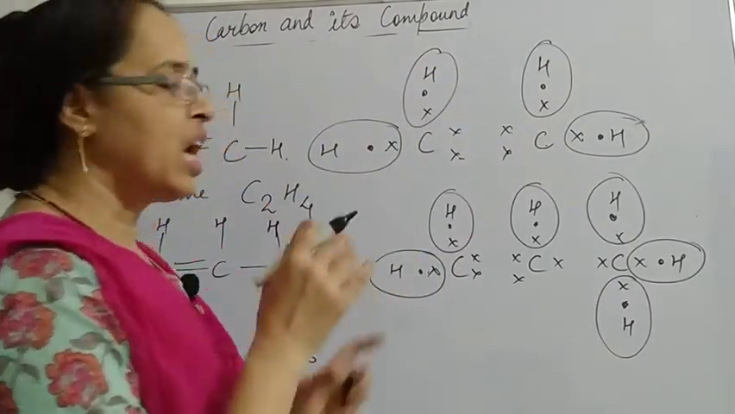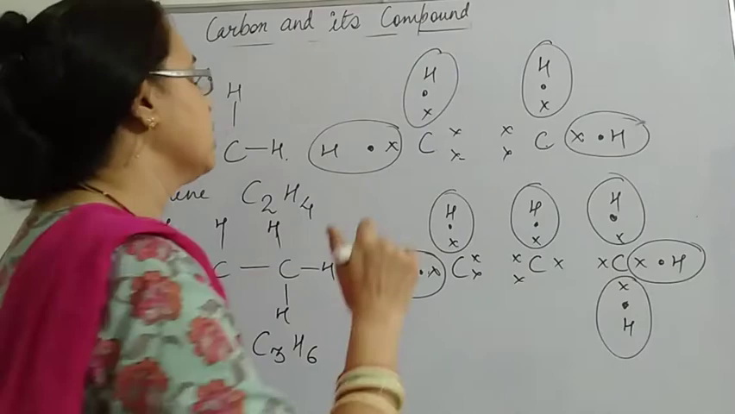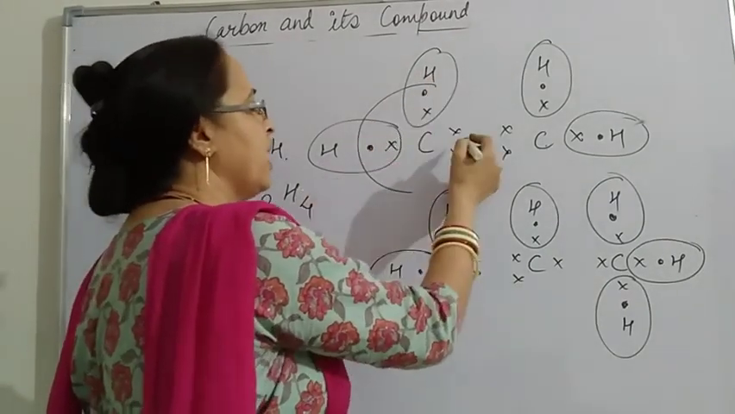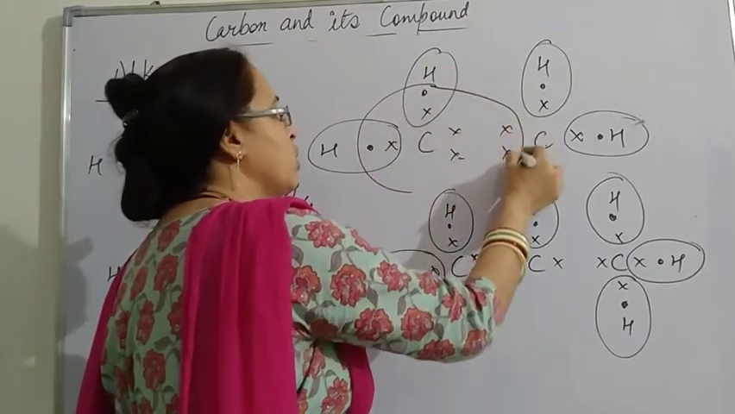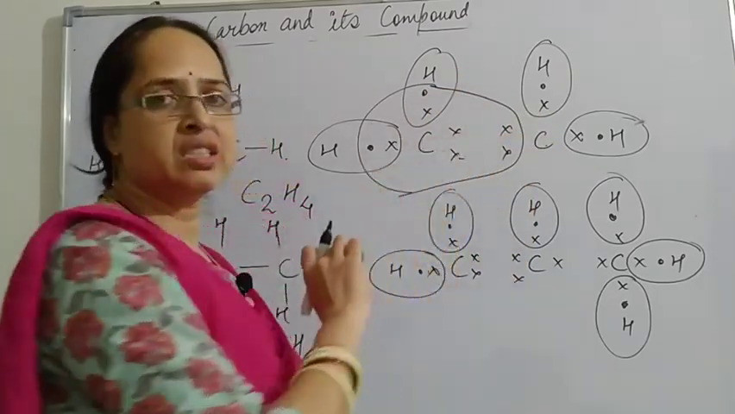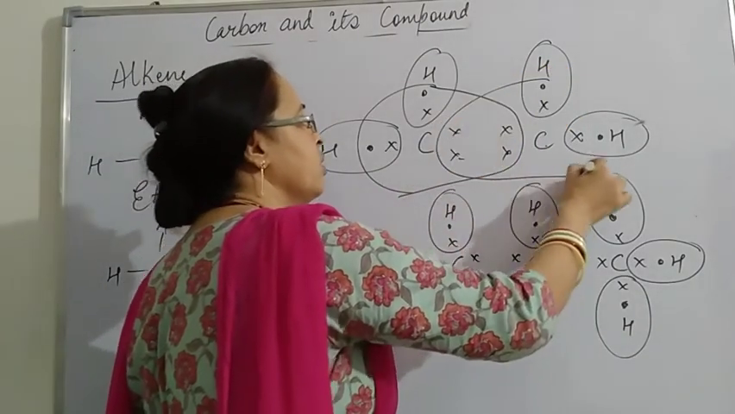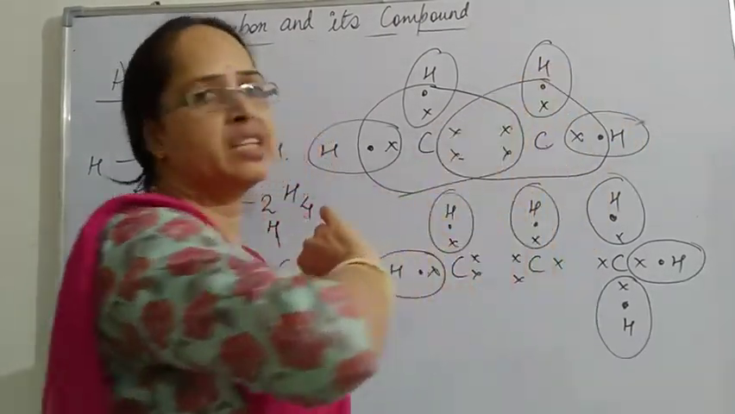Now how is the octet of carbon completed? Here you can see that 4 electrons come from here, 2 and 2, 4, and now 4 electrons over here. That means the octet is completed. Now for this second carbon, here 4 and then this 4, the octet is completed.